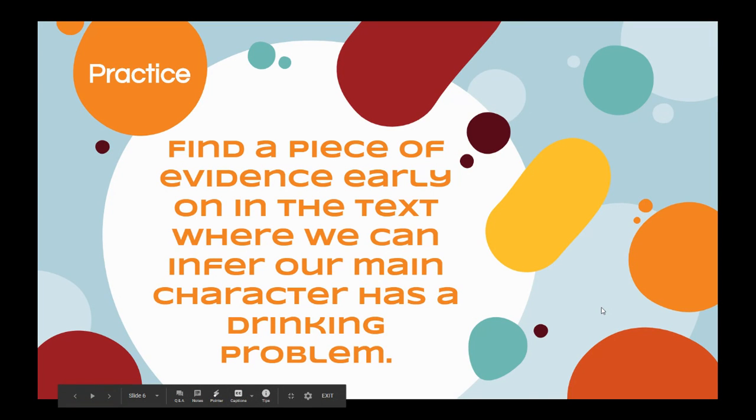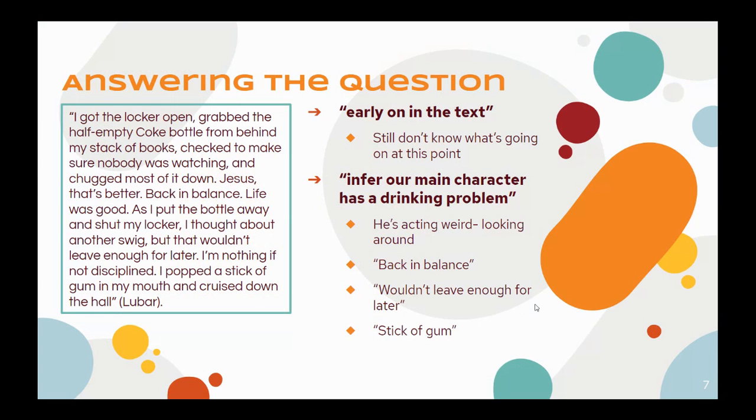So let's look back at the question again. Find a piece of evidence early on in the text where we can infer our main character has a drinking problem. Okay? So let's walk through how this quote answers the question. To the left there I have the quote again so you can see both, and then to the right I have the explanation. This question has two different pieces.